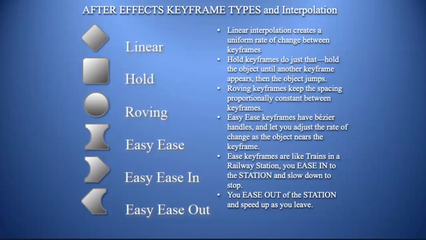Roving will keep the spacing proportionally constant between the keyframes. Easy ease keyframes have Bezier handles and let you adjust the rate of change as the object nears the keyframe. So if you easy ease, it's going to speed up and slow down between keyframes.